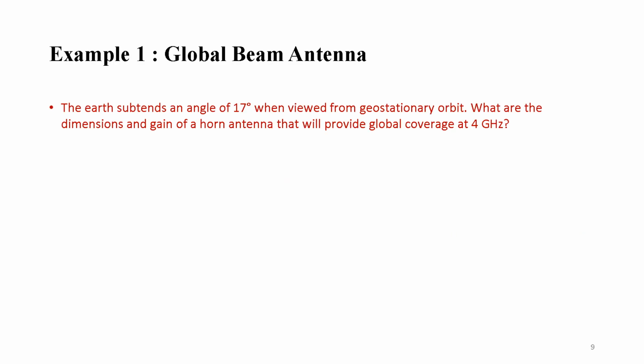So now, time for the examples. The Earth subtends an angle of 17 degrees when viewed from geostationary orbit. We want to find the dimension and gain of the horn antenna that will provide global coverage at 4 GHz. So if you are at the geostationary satellite, then the angle required to cover the entire Earth is going to be 17 degrees.